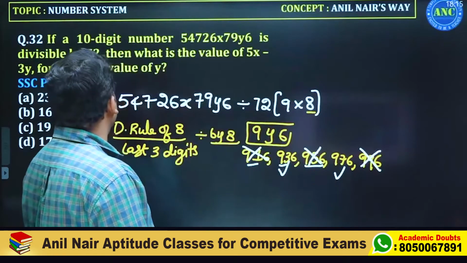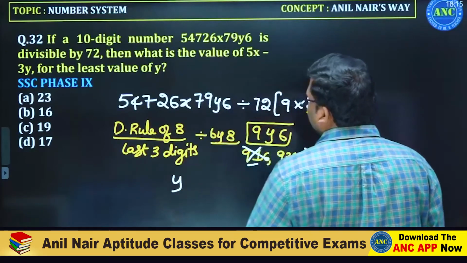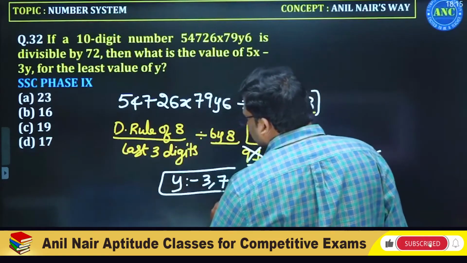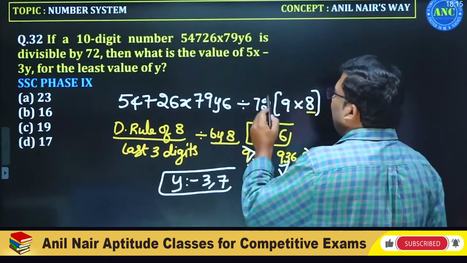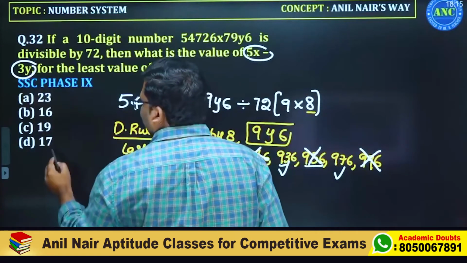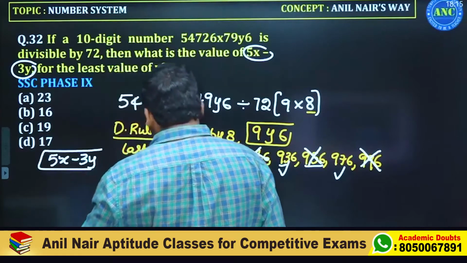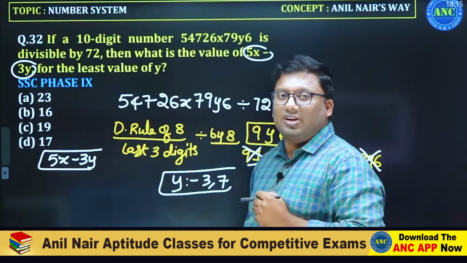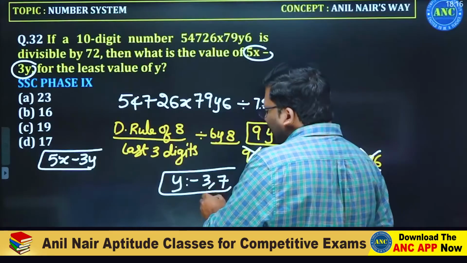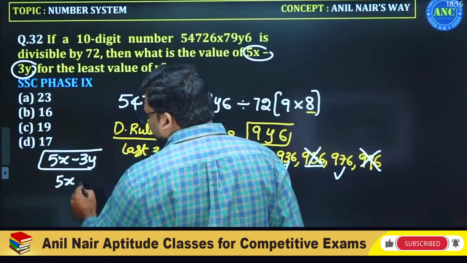That means, looking at the question, I got the y value as 3 and 7. He is asking what is the value of 5x minus 3y, for the least value of x. Now see here, the least value of y is 3. That means it is 5x minus 9.